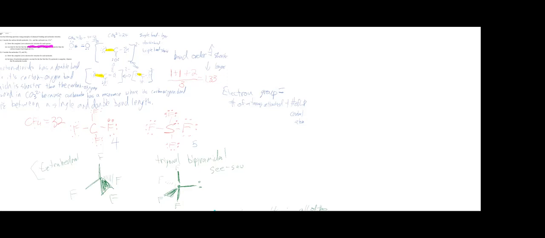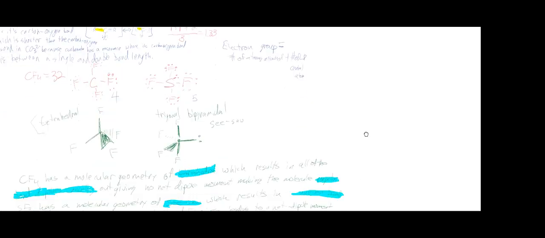Can you go over the lone pair, bond pair thing? What about it? Just how to, because I know how to do the VSEPR drawings, but I still get kind of confused on that part.